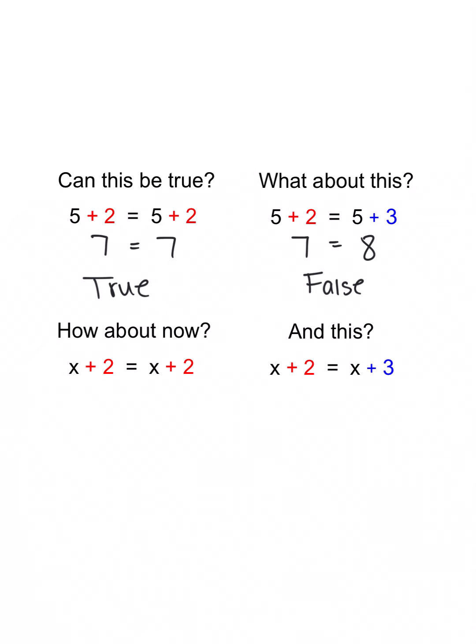Okay, so looking at these bottom two here, x plus 2 equals x plus 2. Well, yes, this is true because no matter what x is, if you add 2 to it, you will get the same thing on both sides. But over here on the right, we have x plus 2 equals x plus 3. This one, x plus 2 would give you one answer and x plus 3 would give you a different answer. So this would be false because x is going to be the same number no matter what.